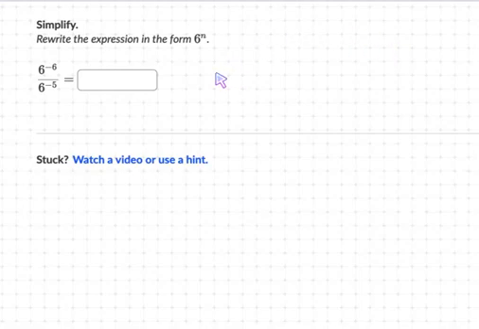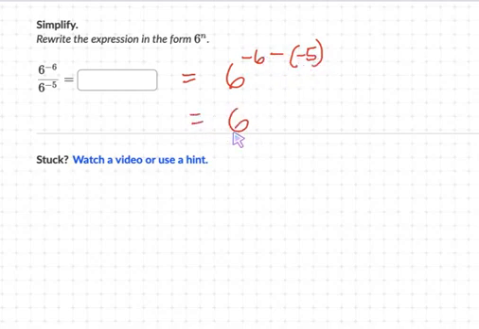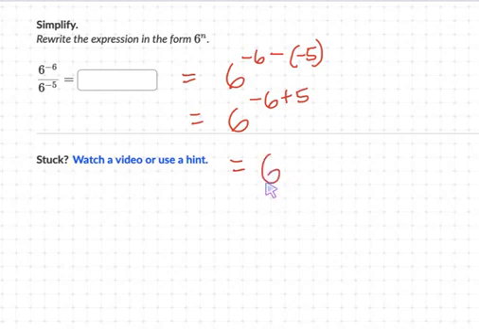Okay, in this problem, we have division, so that means we're going to subtract. So this becomes 6 to the negative 6th minus that negative 5. So we have the negative 6 minus the negative 5. I want to make sure all my minuses are there. So this is the same as 6 to the negative 6 plus, because I have two negatives that cancel each other out, 5. So it becomes 6 to the negative first power.